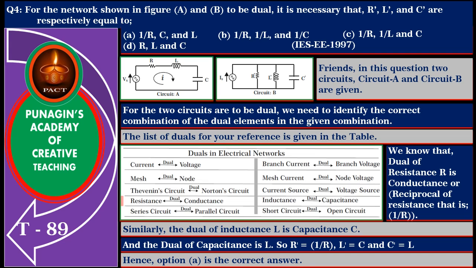We know that the dual of resistance R is the conductance or the reciprocal of the resistance, that is 1 over R. Similarly, the dual of inductance L is the capacitance C and the dual of capacitance C is L. So, R dash is equal to 1 over R, L dash is equal to C and C dash is equal to L. Hence, option A is the correct answer.